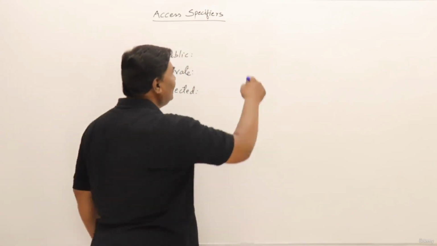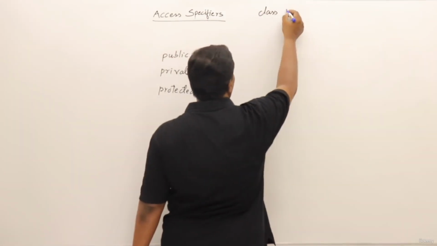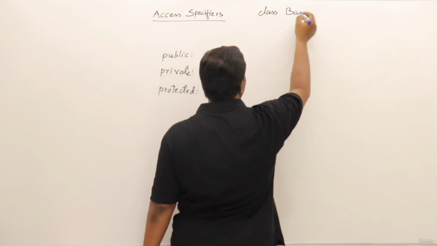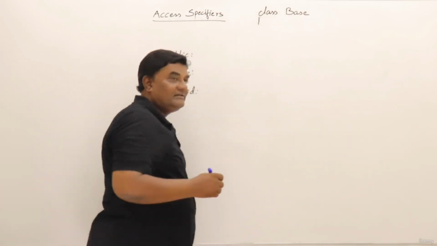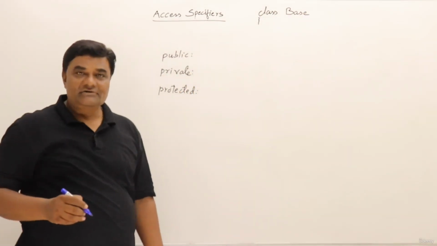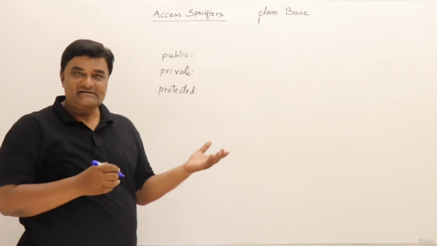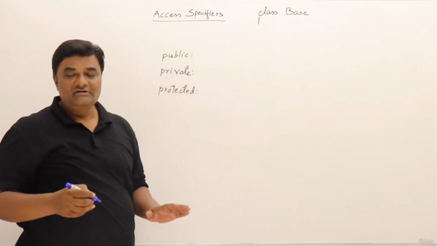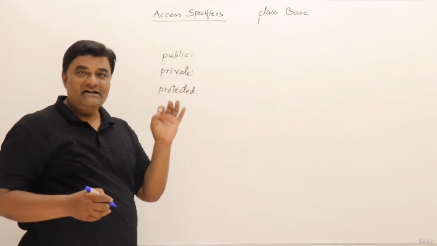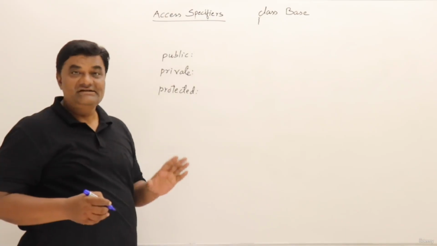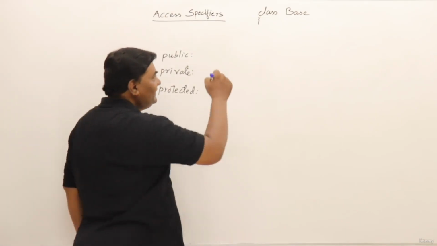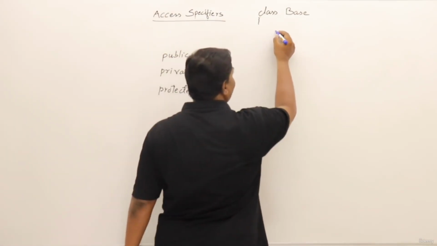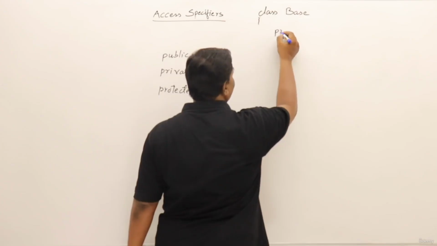So first of all, I will take a class, I am calling it base. Only for understanding, I am taking an example. I will take the base class as well as inheritance, and I will show you all. What is the effect of access specifier? We will see at all places. So here I will declare some data members.